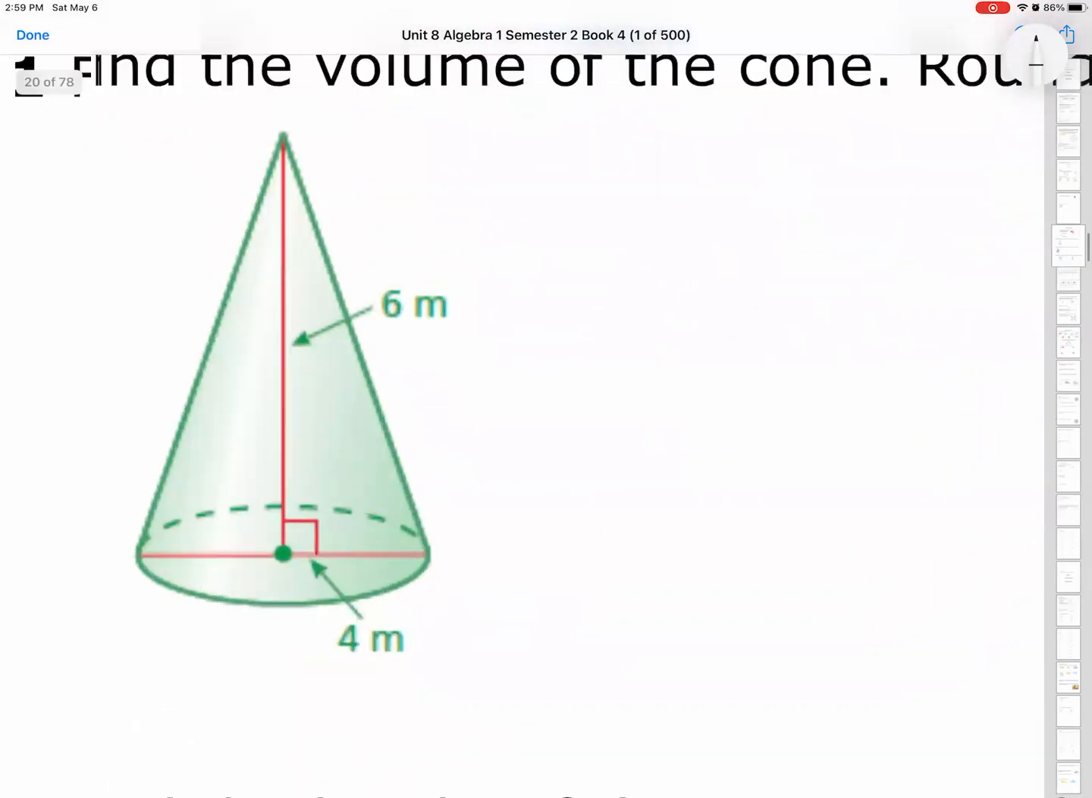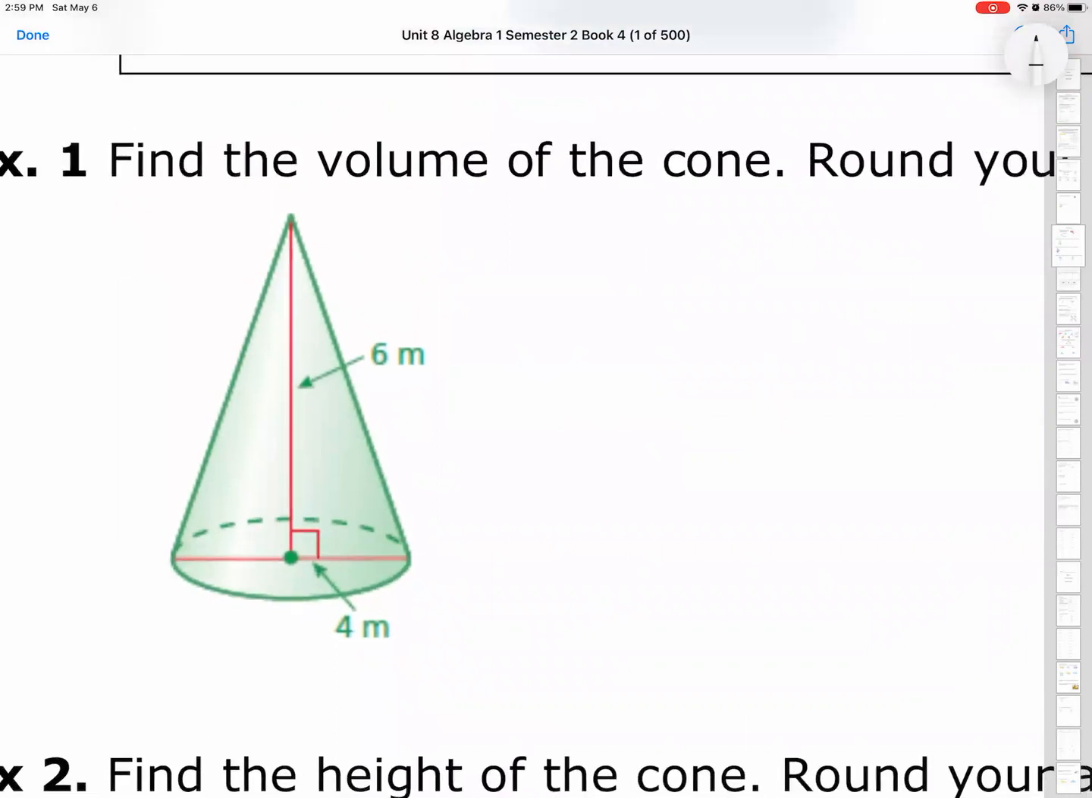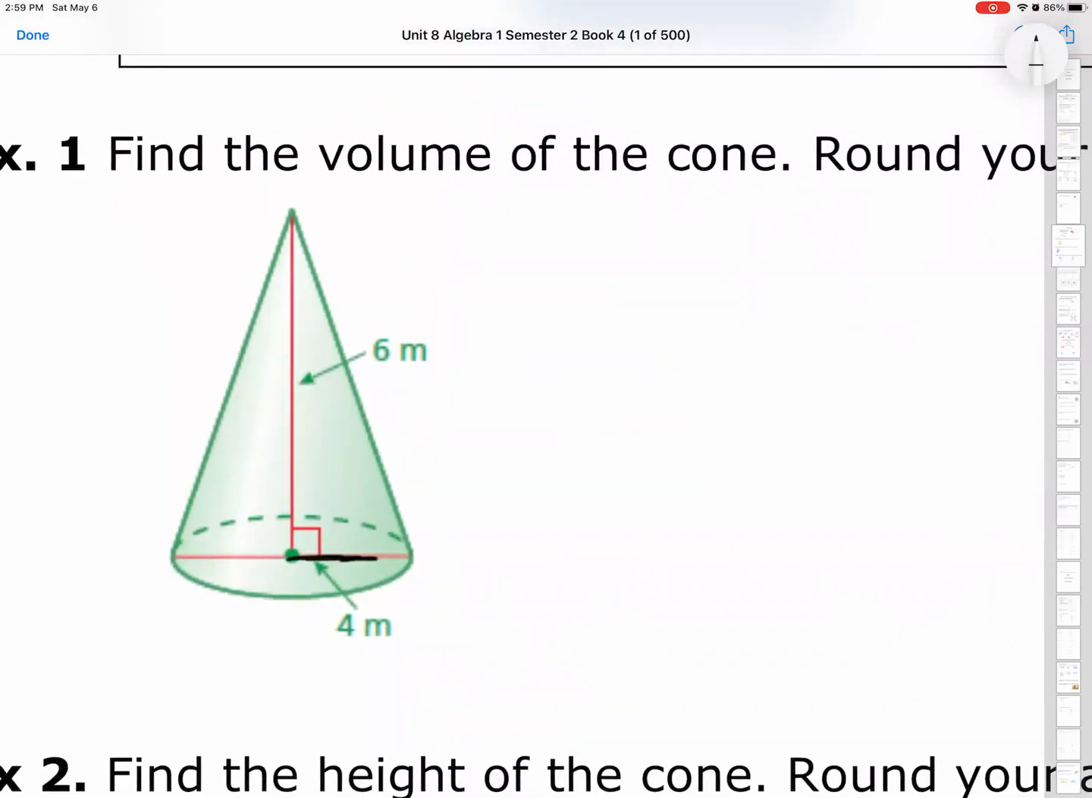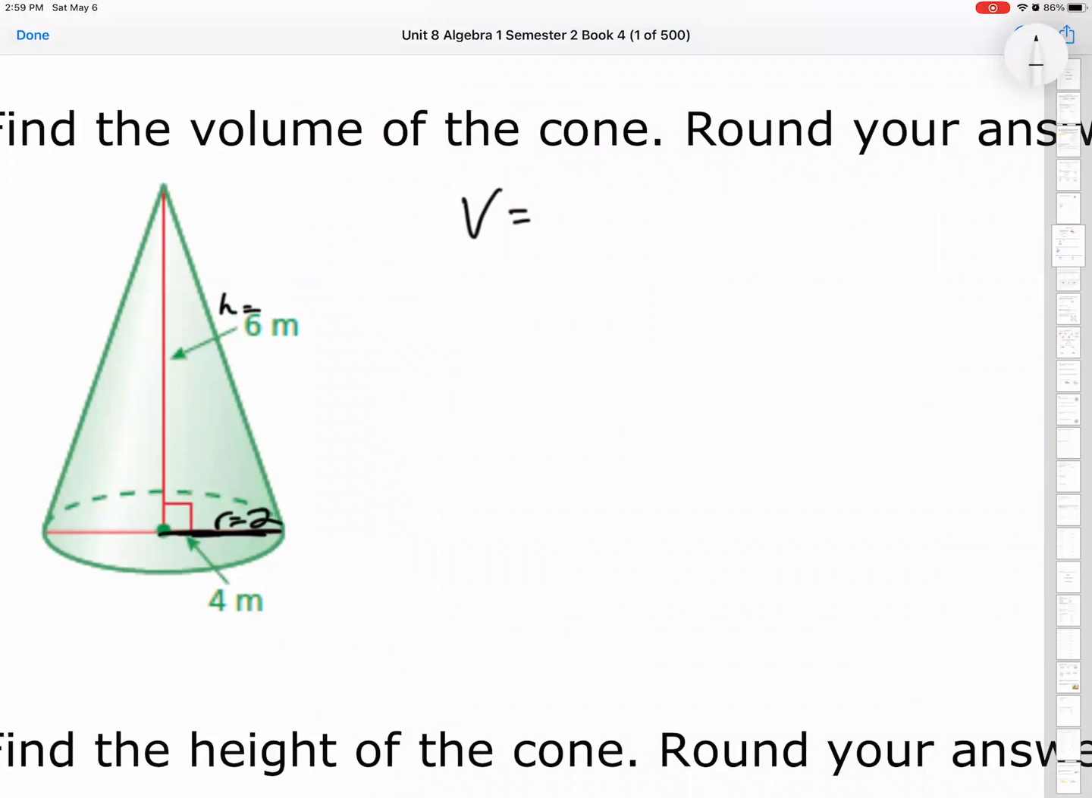So here's our cone, and notice in example one, they give us the diameter. As a result, we do need to find the radius, and our radius is actually 2. Our height we know is 6, so we can plug this into the volume formula for a cone, which is 1/3 base times height, or in this case, 1/3 pi r squared times height.